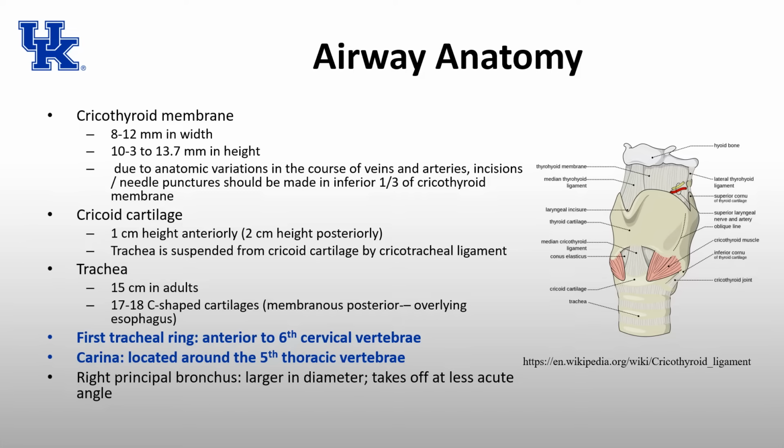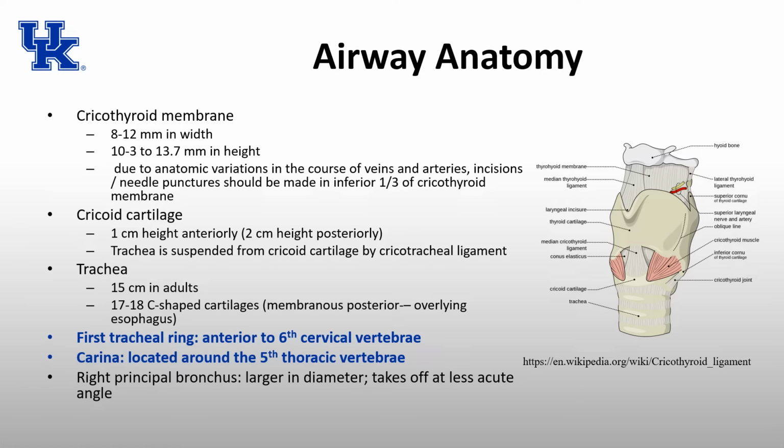The trachea itself in adults is about 15 centimeters. In pediatrics, the size varies based on age, and since I'm not a pediatric anesthesiologist, I will not pretend to be an expert on pediatric anatomy. But the trachea is about 15 centimeters in adults. And then there are about 17 to 18 C-shaped cartilages versus the cricoid cartilage, which is circumferential. These tracheal rings are C-shaped, so the anterior part is cartilaginous, and then the posterior part of the trachea has no rings. So it's membranous posteriorly, and this is where it overlays the esophagus.